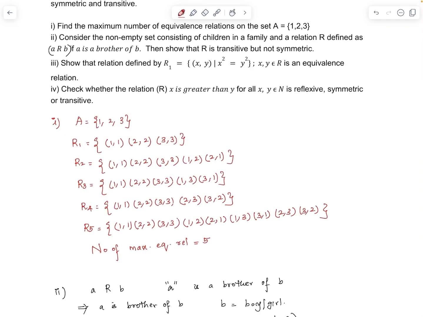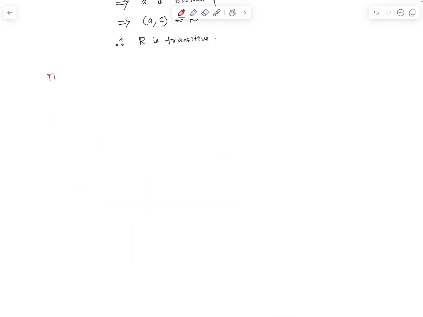Question number 3. Show that the relation defined by R1 equal to the set of ordered pairs (x, y) such that x squared is equal to y squared is an equivalence relation. The given relation is R1 = {(x, y) such that x² = y²}. For (A, A) in R, A squared is equal to A squared. Therefore, R1 is reflexive.